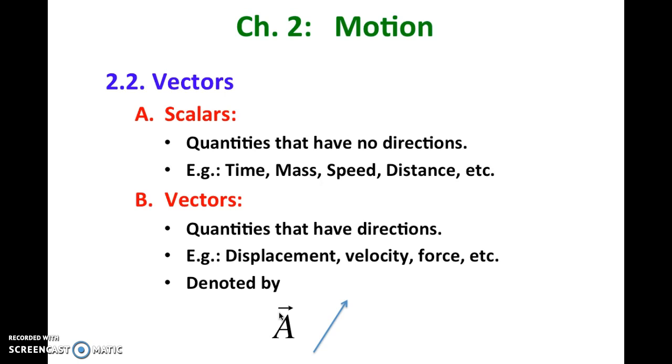All physical quantities can be categorized into 2 types, scalars and vectors. Scalars are quantities that have no directions, such as time, mass, speed, distance, etc. Vectors are quantities that have directions, such as displacement, velocity, acceleration, force, etc. We will learn details about these vectors in later sections. In general, a vector can be represented as an arrow or a letter with an arrowhead.